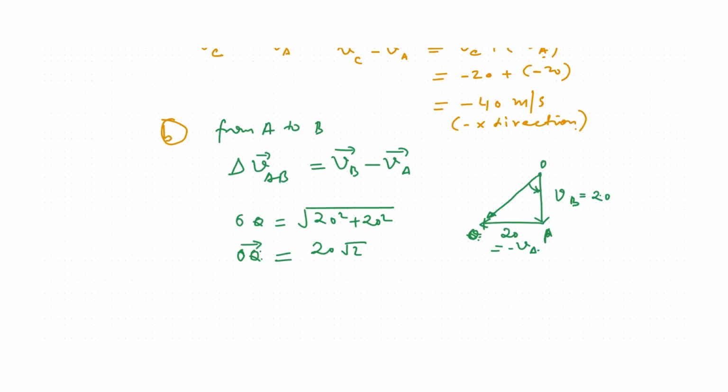So 20 root 2 is our answer. Also, if we want to find this theta, we can say tan theta is 20 upon 20, which is fundamentally 1. So theta would be 45 degrees. So this way we have illustrated through a practical example how vectors are added or subtracted.